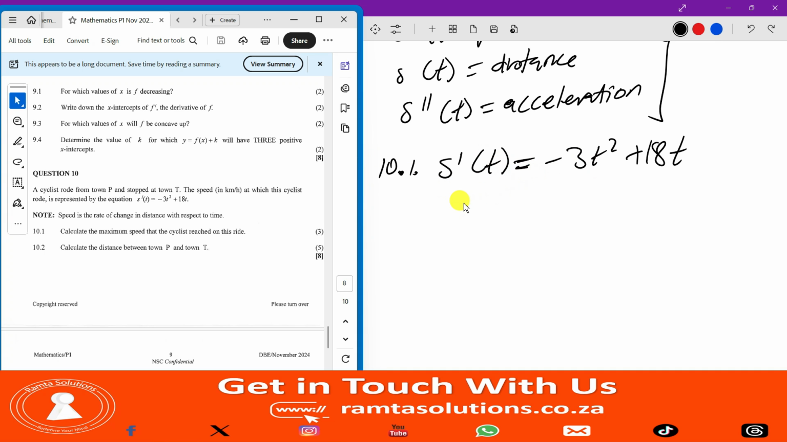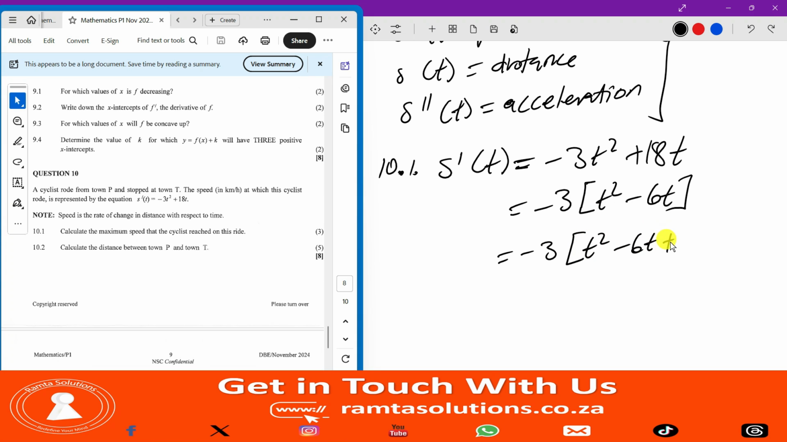Okay, so they say calculate the maximum speed. So I will complete the square, taking -3 as a common factor. I'm left with t squared minus 6t. Now, completing the square, it will be t squared minus 6t plus half of -6, which is -3, squared.